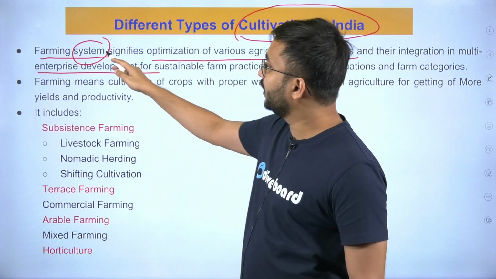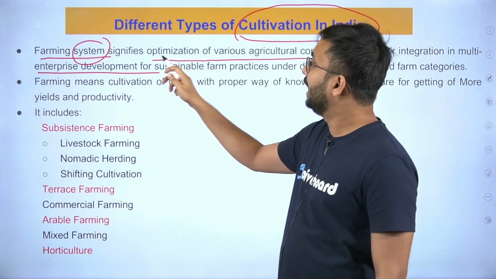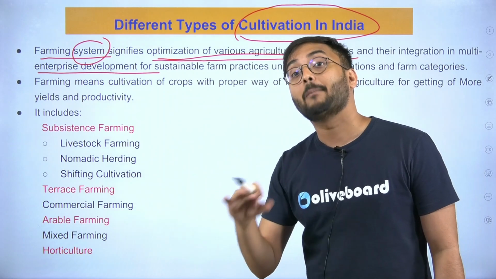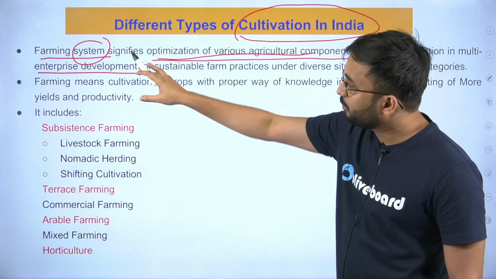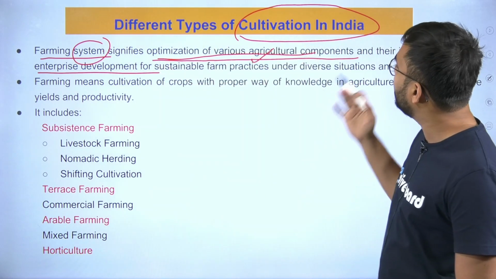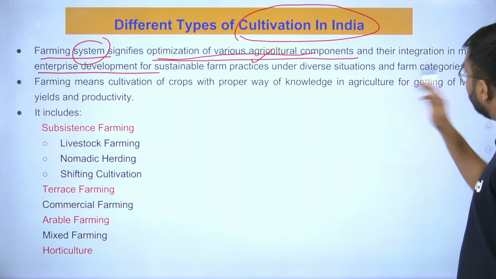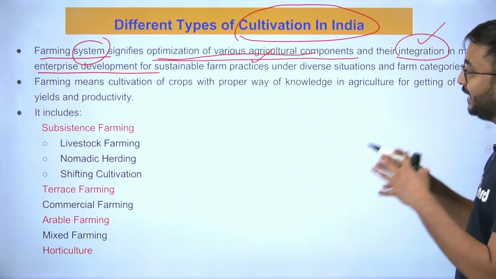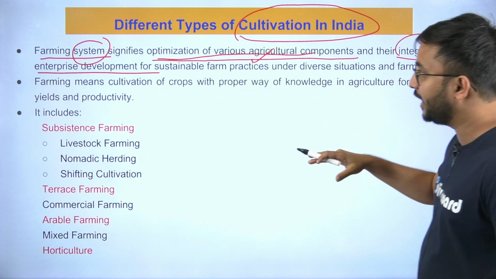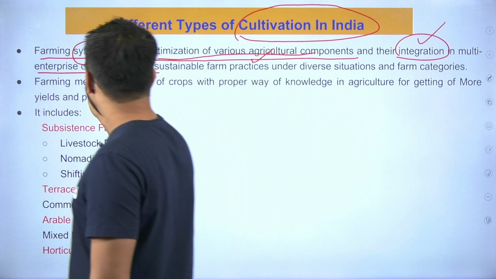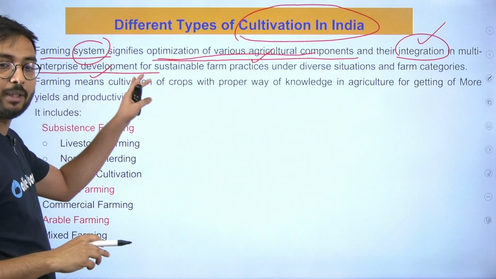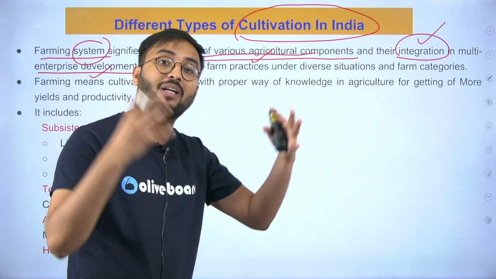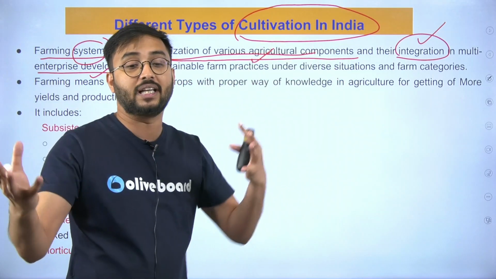So when you consider a farming system, it signifies the optimization of various agricultural components or parts. A farming system is made up of multiple agricultural components. These components come together and work in synchrony, in integration, such that multiple activities are associated with the farming or agricultural system.